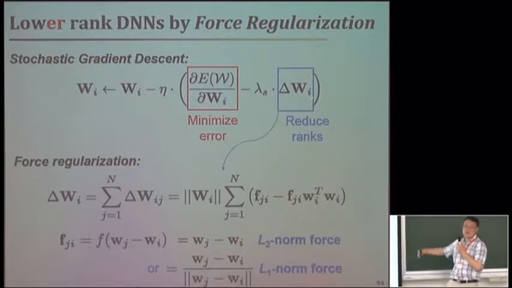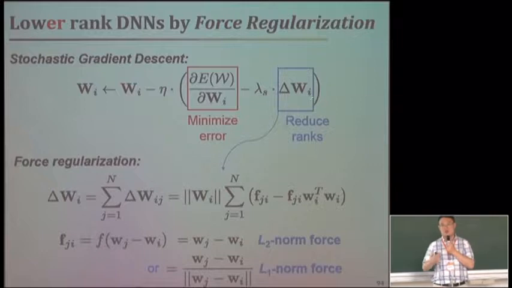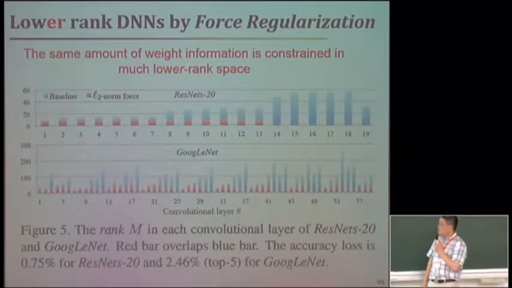If you don't like the equation, just simply understand it this way: we try to give some penalty on the difference between different weights, to make them closer to each other.